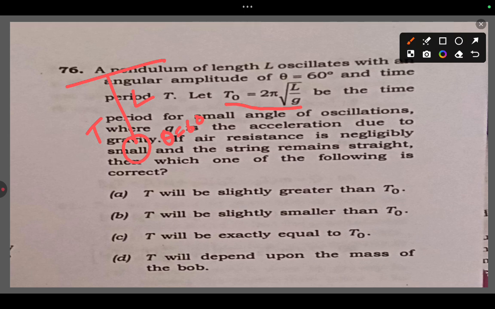The options are: T greater than T naught, T less than T naught, T equal to T naught, and T will depend upon the mass of the bob. So here D is eliminated, because the time period of a pendulum does not depend on mass. So you have only options A, B, C.